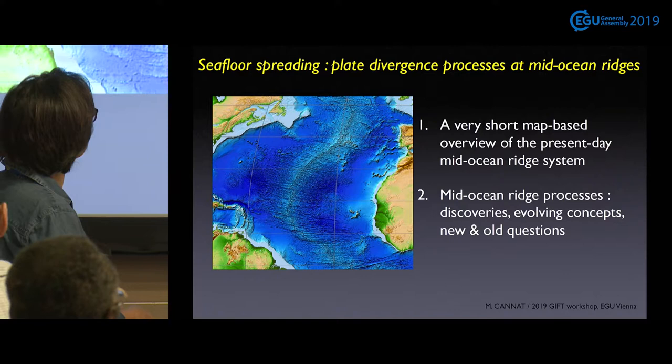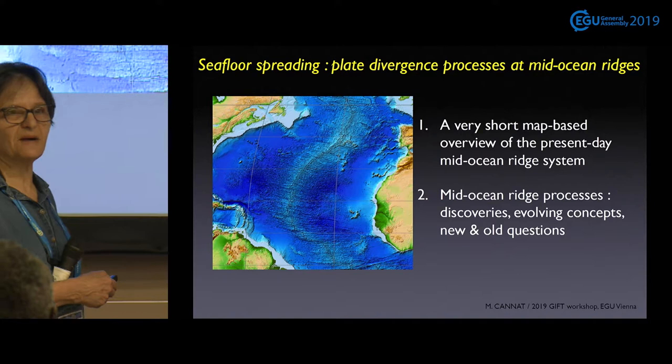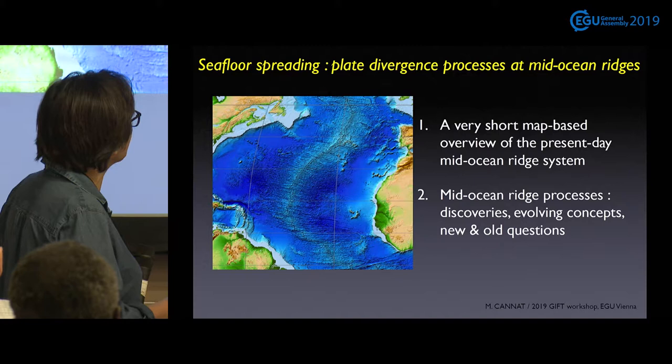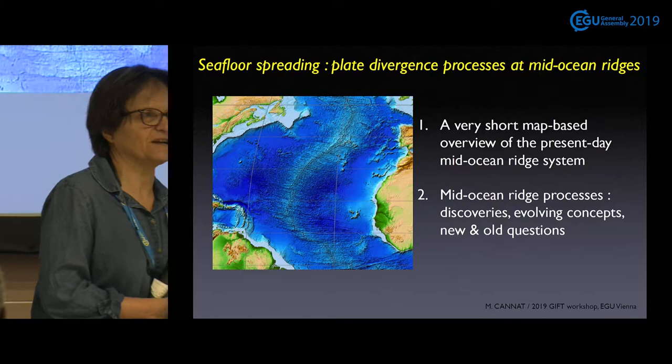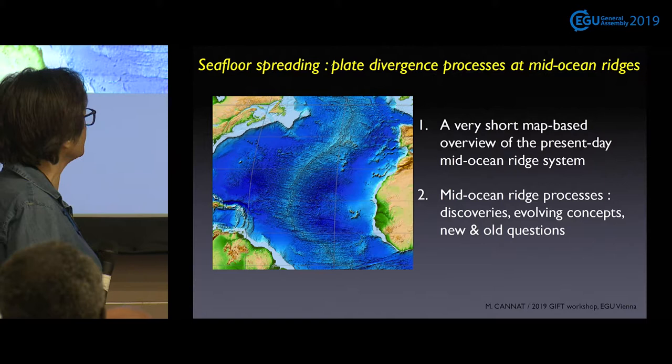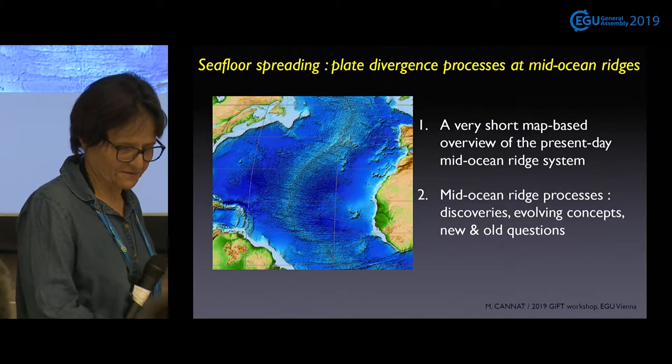First, I will just show maybe 4 or 5 maps just to give you a map overview of the present-day mid-Oceanic ridge system. And then I will go on talking about mid-Oceanic ridges and ridge processes, and I will take a kind of historical approach, at least at the beginning, and I'll talk about concepts and new and old questions, and questions that I think are most exciting for the future.